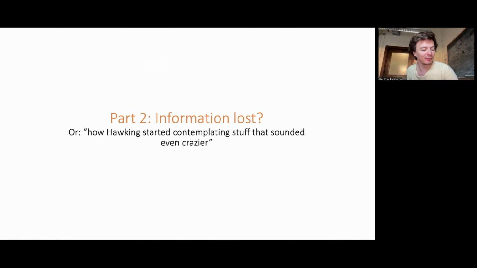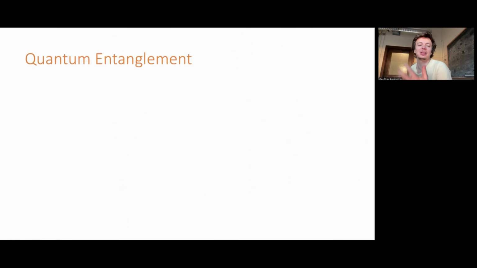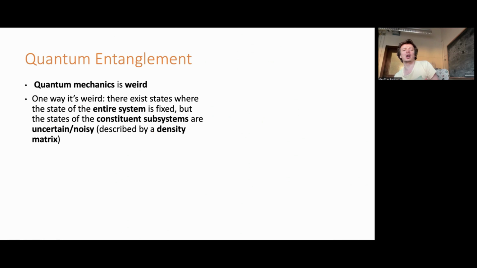So how did Hawking do that? How did he come up with this argument? Well, the key ingredient is, in fact, quantum entanglement. As we all know, quantum mechanics is weird. And one way that it's weird, probably the most important way, is that if you have a system in quantum mechanics that's built out of two or more constituent subsystems, then classically you would be able to describe the state of the whole system by describing the state of each individual subsystem. But in quantum mechanics, you can't do that.